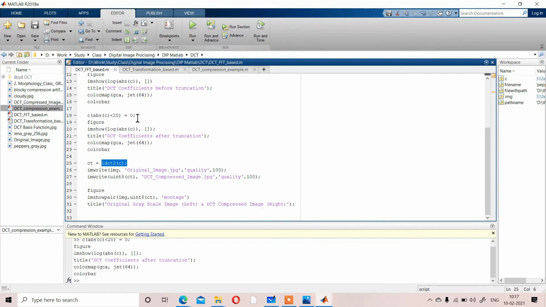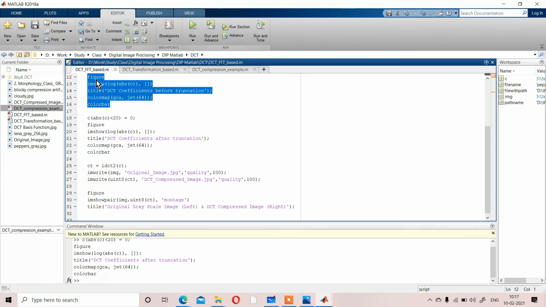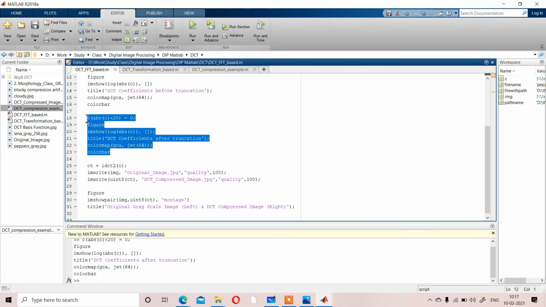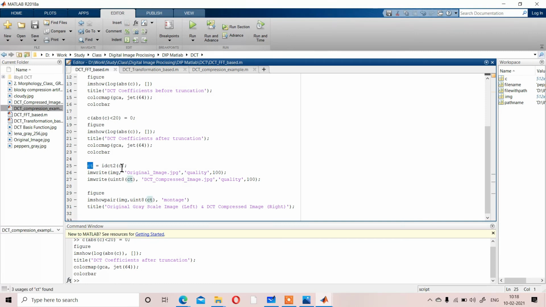So here we are doing the same. First we are converting with the transform, that is the discrete cosine transform, DCT. Then we are doing the operation over the frequency response. After that we are doing the inverse DCT again to generate the time domain response. So over that C, if we do IDCT2, it will be stored, and CT will be defined as the time domain response.